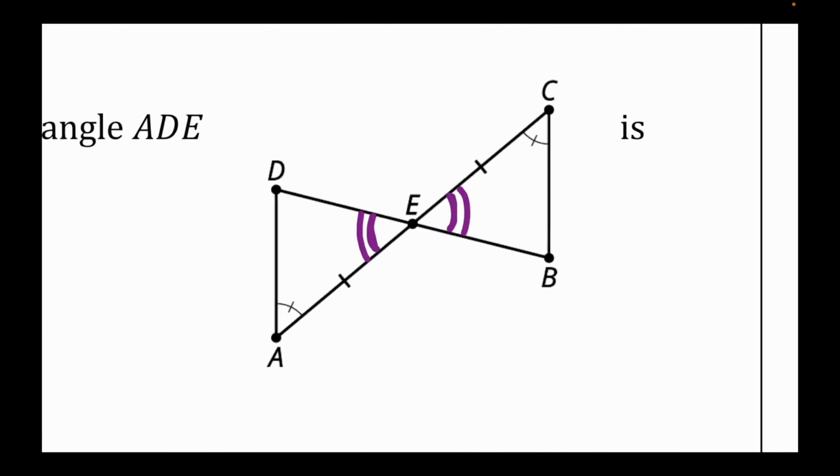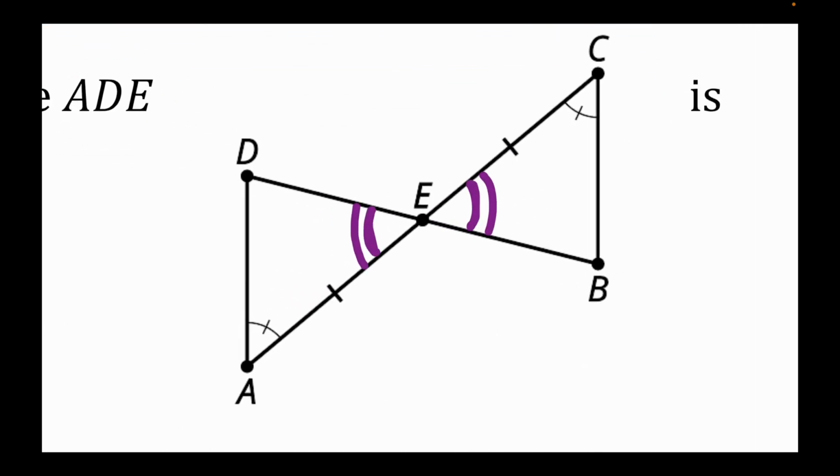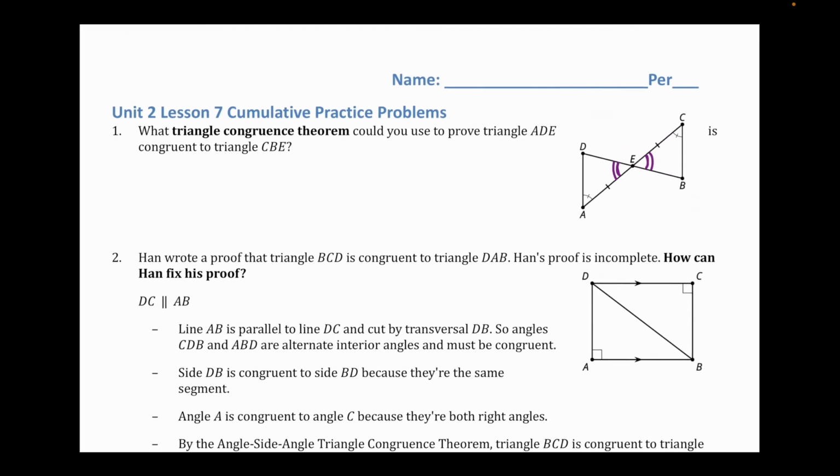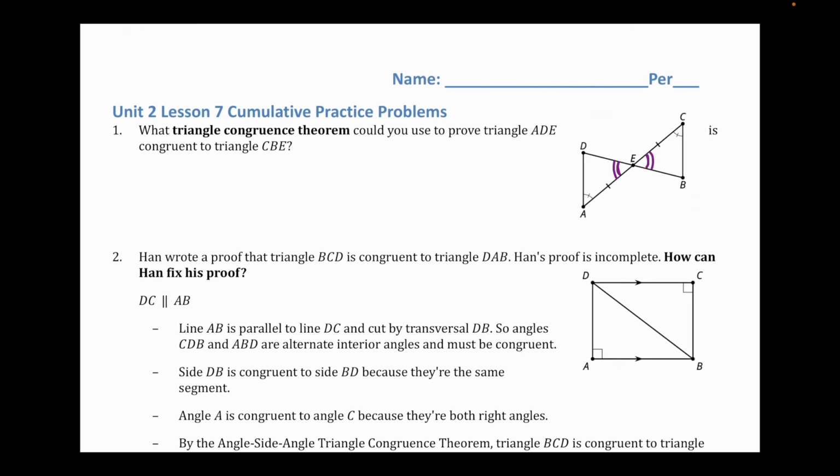So those are vertical angles, meaning that now I have an angle, another angle, and the side in between that match with an angle, another angle, and the side in between. So this would be angle, side, angle, or just ASA.